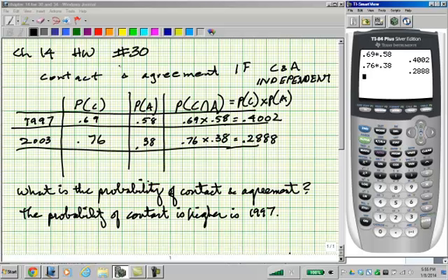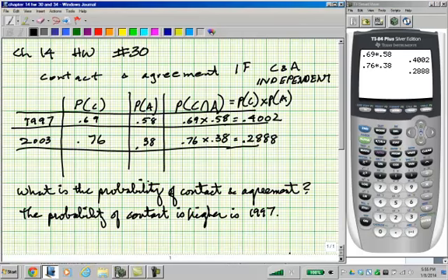So the probability of actually getting an interview done is higher in 1997. So that's 30.